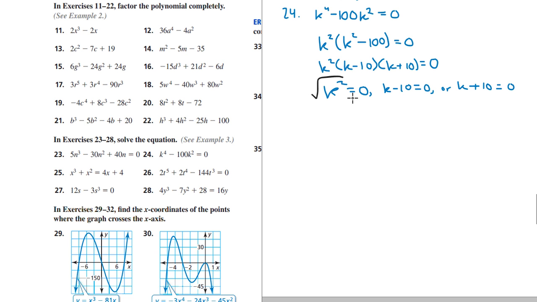So for the first one, we would take the square root of both sides. The square root of a variable squared is the absolute value of that variable. But ultimately, there's only one solution to that equation, which is k equals 0. Here we add 10 and get k equals 10. And the last one, we subtract 10 and get k equals negative 10. So my solutions in numerical order are negative 10, 0, or 10.